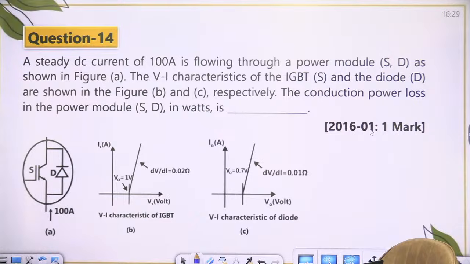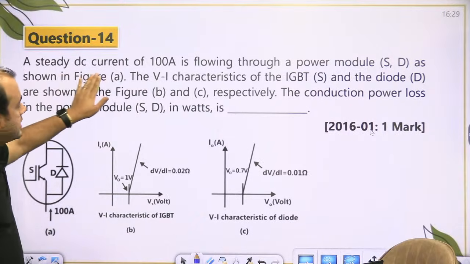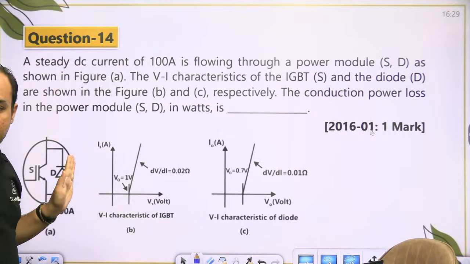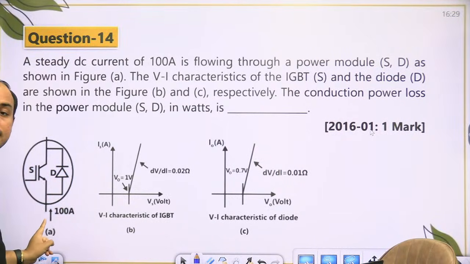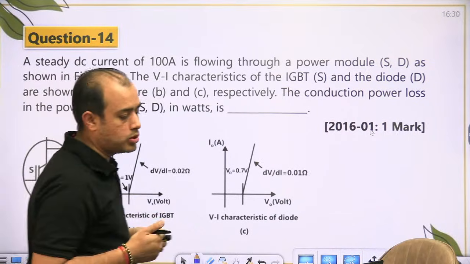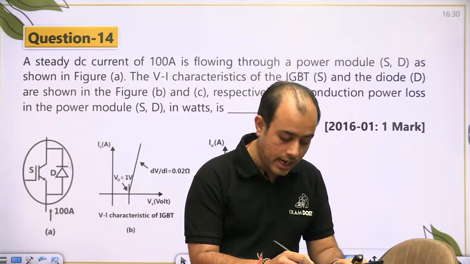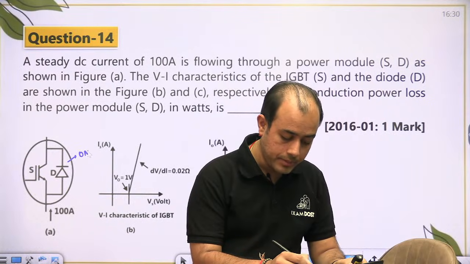Okay. Now see, a steady DC current of 100 ampere is flowing through the power module. But see the direction of current. Current is going from the bottom to the top. So my diode will be on.